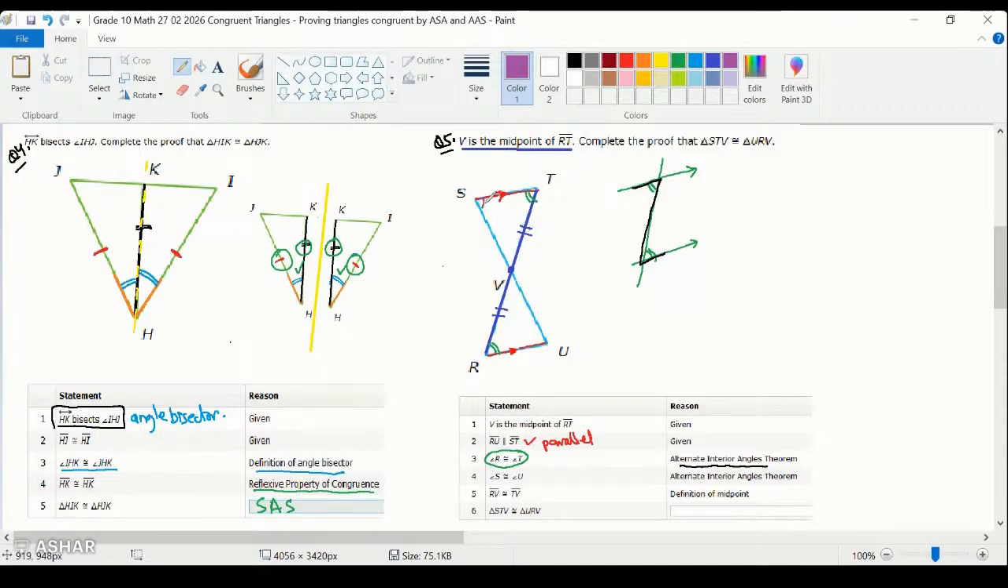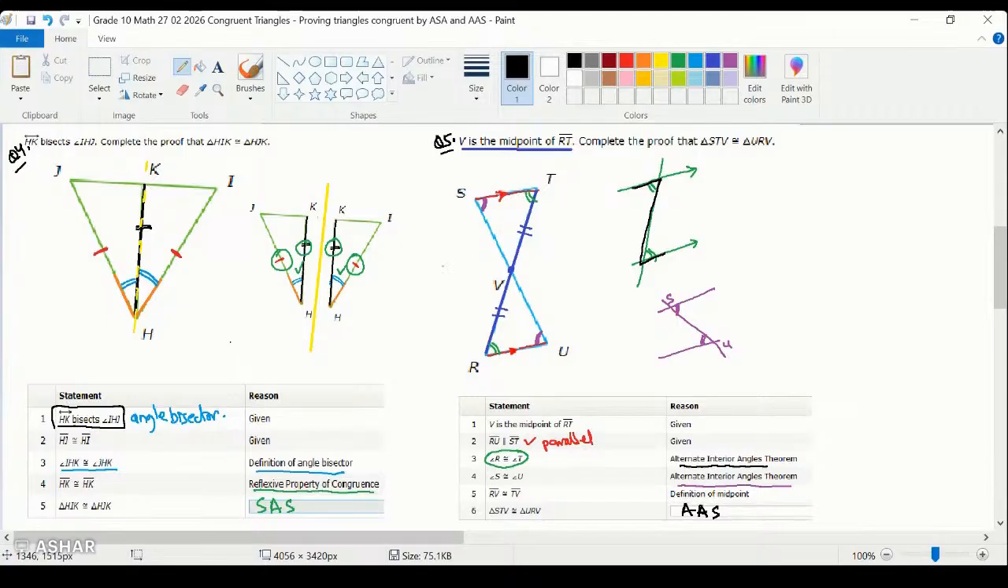Similarly, angle S is equal to angle U. Why? If we had a pair of parallel lines and the line was intersecting like this, then this point S and this point U would have the same alternate interior angles. This was the midpoint. So which property can we use? We have two angles with us and we have the length of one side, right? So we can use angle side to show that these two triangles are congruent.